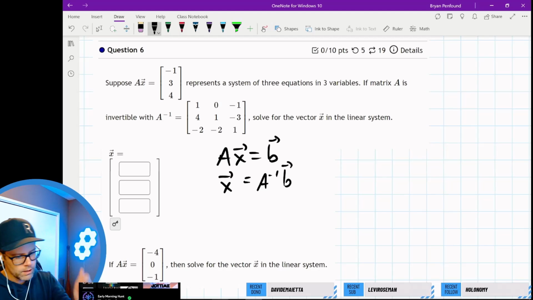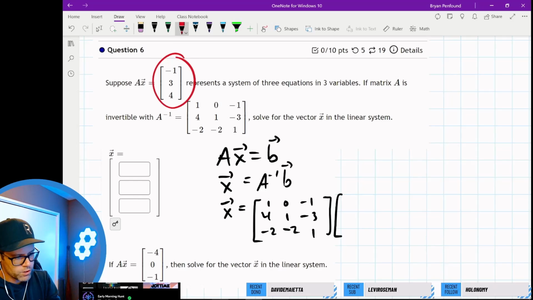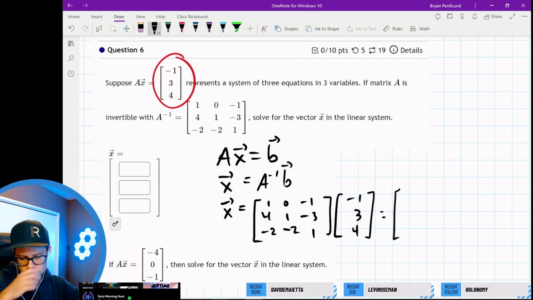So in our case, we could say that X is equal to A inverse, which is 1, 0, negative 1, 4, 1, negative 3, negative 2, negative 2, 1. We can multiply it by the B that was given to us, which is up here. And this multiplication should give us the values of x1, x2, and x3, or x, y, z, whatever the names of the three variables are. Can we do this mentally? That's the question.